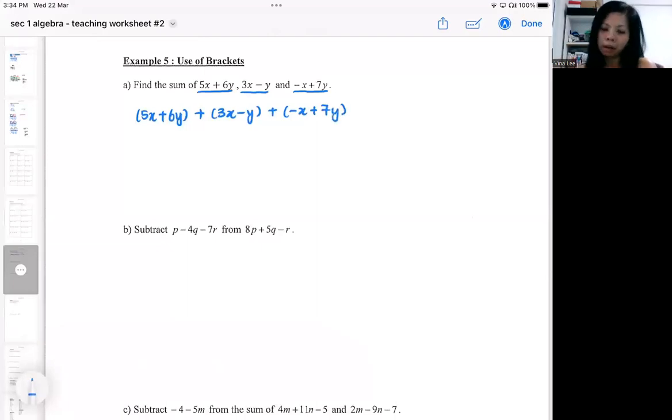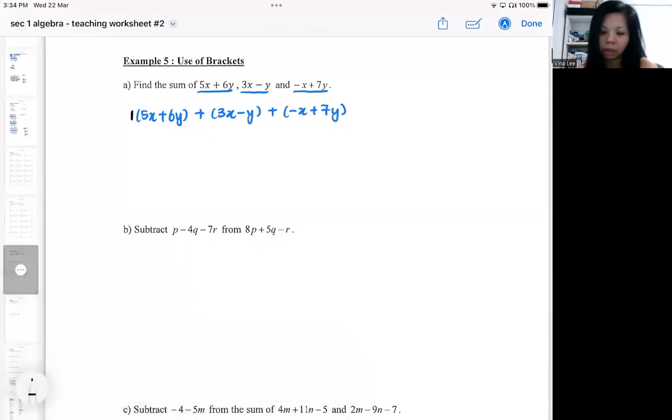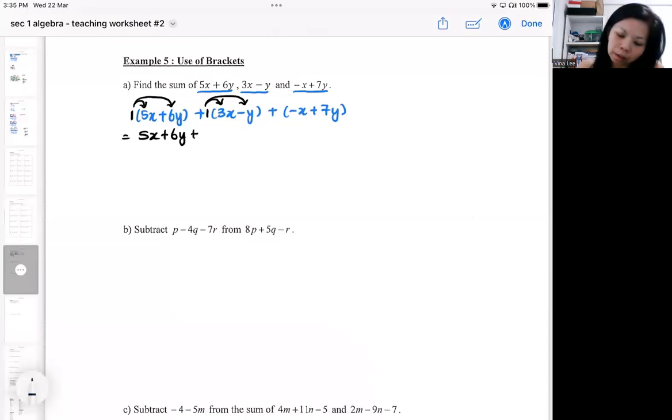If there is a bracket, of course, you've got to open up the bracket. There is an invisible 1 standing outside, so in a way, you expand out. 1 times 5x is just 5x. 1 times 6y is just 6y. And there's always an invisible 1 if you don't see any special number outside the bracket. So then you will get 3x minus y. You may be thinking, then why must I put a bracket?